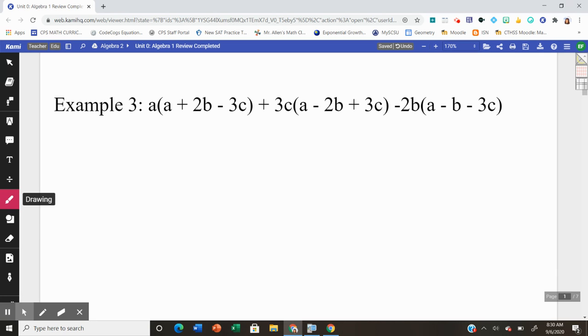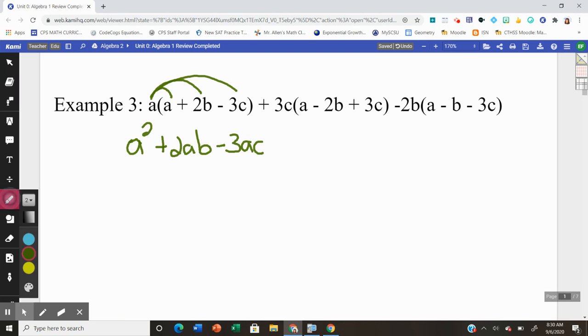All right, so to start doing this problem here, I'm going to just go through all my distributive parts. I don't have anything inside the parentheses that I can go ahead and simplify. So that's why I'm just jumping down. And there's no exponents, so I'm just jumping down to the distributive part. So it's 2ab minus 3ac. I'm going to distribute into my next part.